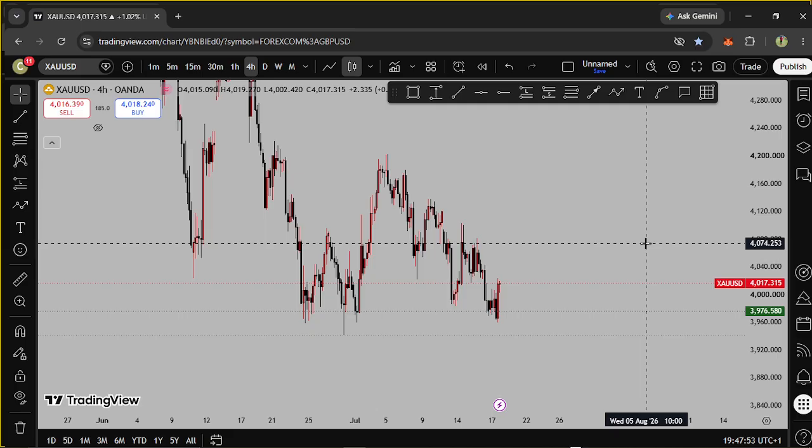Welcome back, traders. Before the market opens, let's break down the key levels, market structure, and potential opportunities I'm watching this week, so we can come into the market with a plan and not emotions.